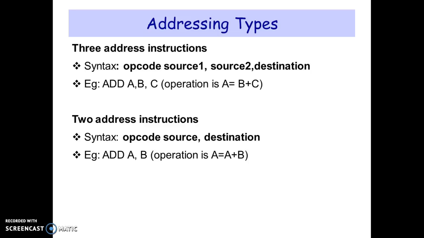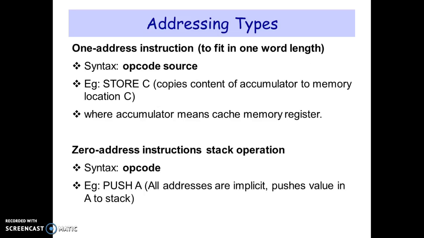The second type is the 2 address instruction. Here 2 operand values are used in this instruction. An example is add A, B. The content of the accumulator is added with register B and then the resultant value will be loaded into the accumulator register A. The third type is the 1 address instruction. Here only one operand value is used in this instruction. An example is store C. The meaning of this instruction is that it copies the content of the accumulator to memory location C.